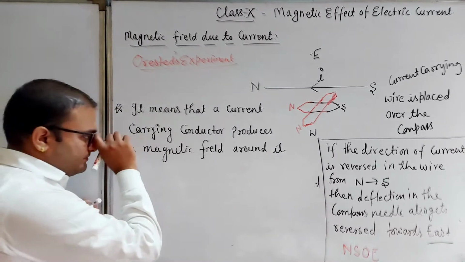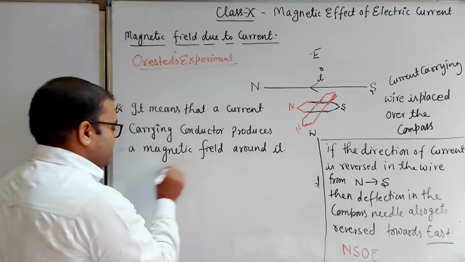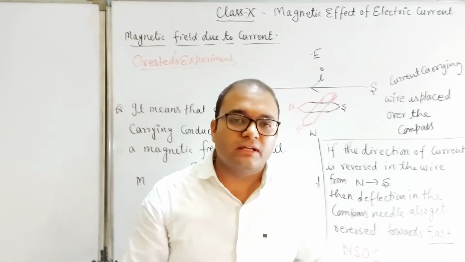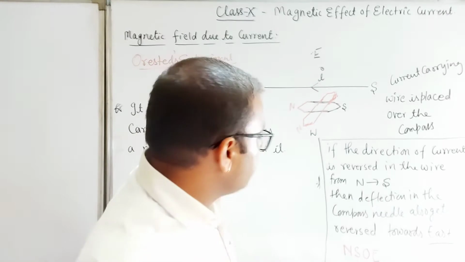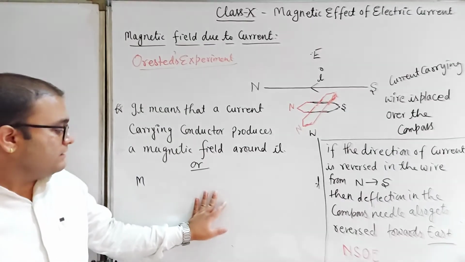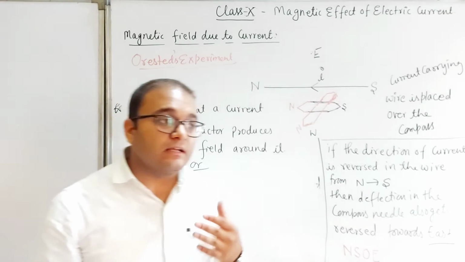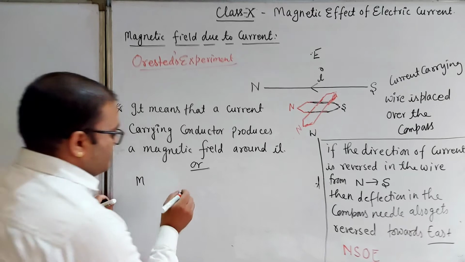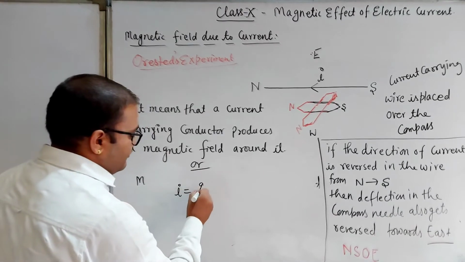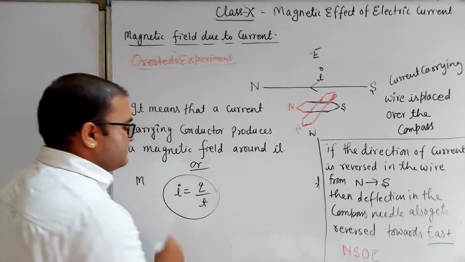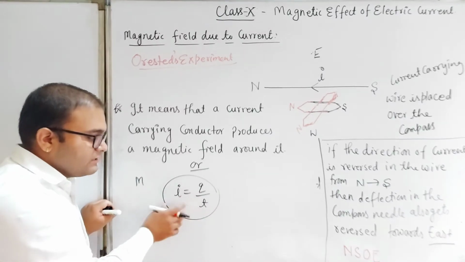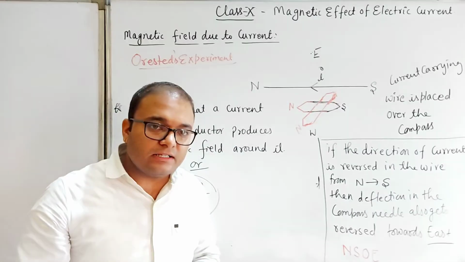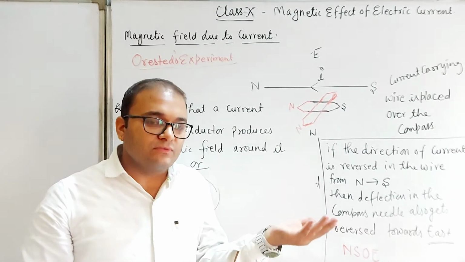Okay, and how is current produced in a wire? We all know very well how current is produced in a wire. Current is produced in any wire when charge moves through the wire. We all know current is I equal to Q upon T. In the chapter on electricity we have studied that the rate of flow of charge through any conductor is known as current. So current will flow in any circuit when there is movement of charge.